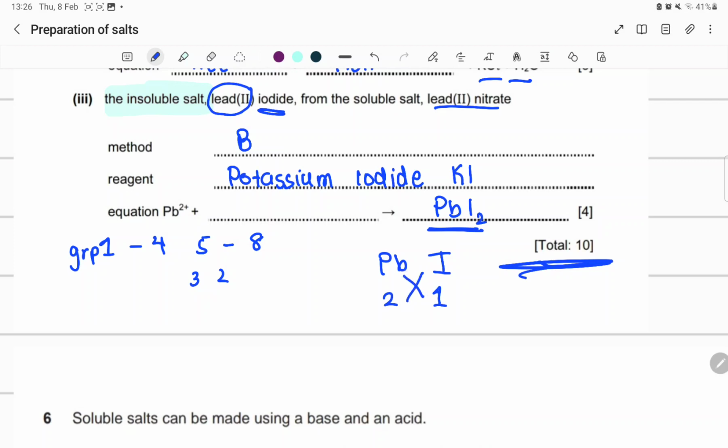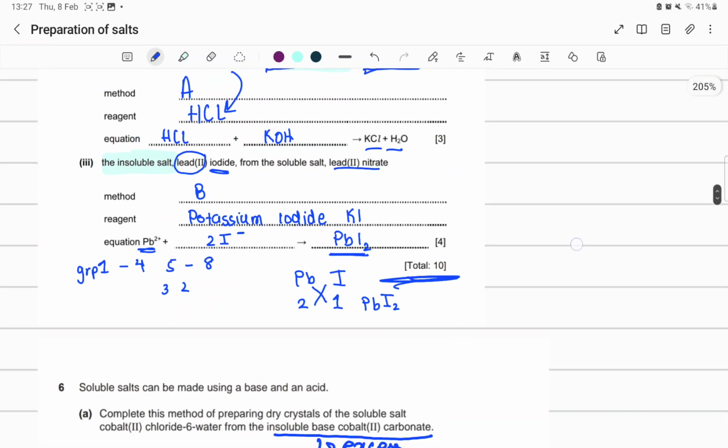It will cross multiply. You will get Pb1. You never need to write the 1, and you get I2. Now they've already given us Pb2+, which means that the ion that is missing in this ionic equation is I. And it's going to be a minus because it is a nonmetal. And since you have I2, to balance that, you're going to put 2I. They have specified in the marking scheme that you will not get the full marks if your equation is not balanced. So make sure you balance your equation.